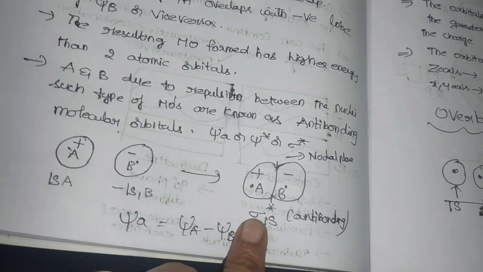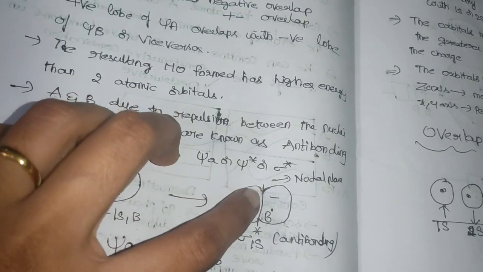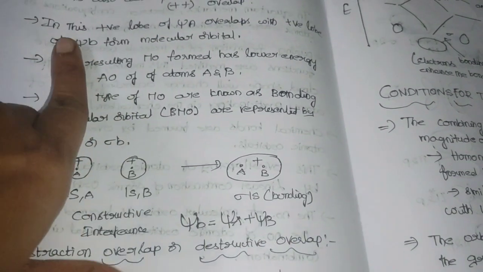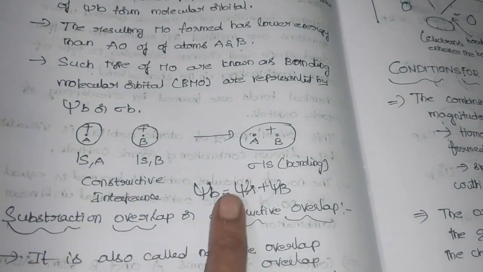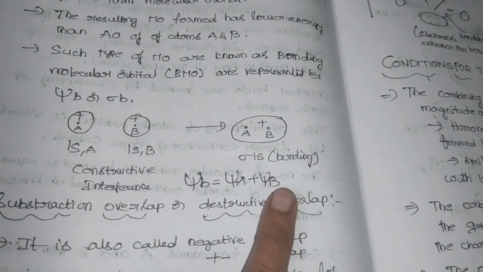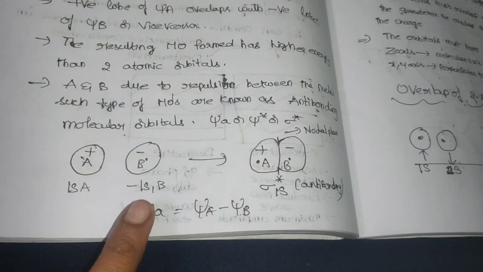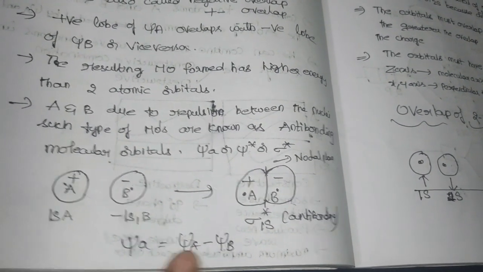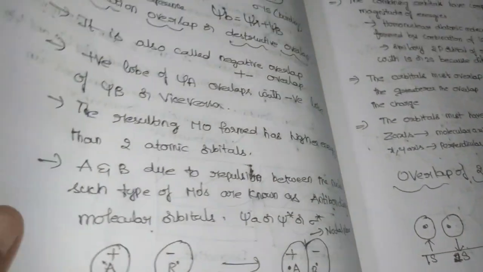So sigma star 1s, and we can also represent a nodal plane showing the repulsion between these two. We can represent the addition overlap with sigma B, as I told. So wave function of sigma B is equal to wave function A plus wave function B. For this one, because it is subtraction, the wave function of sigma star is equal to wave function capital A minus wave function capital B. So like this we can tell.